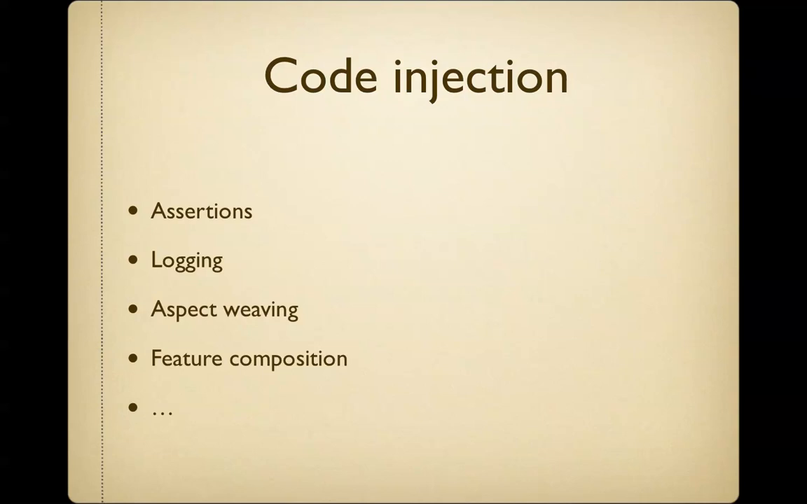You can also think about code injection, like you have some source code, you have some program, and then you inject assertions. You can inject logging capabilities. And you can also do something along the lines of aspect weaving or feature composition if you have a framework or if you want to develop something for that.